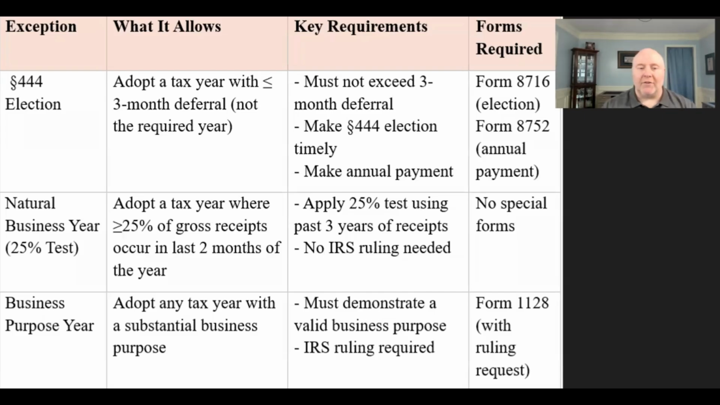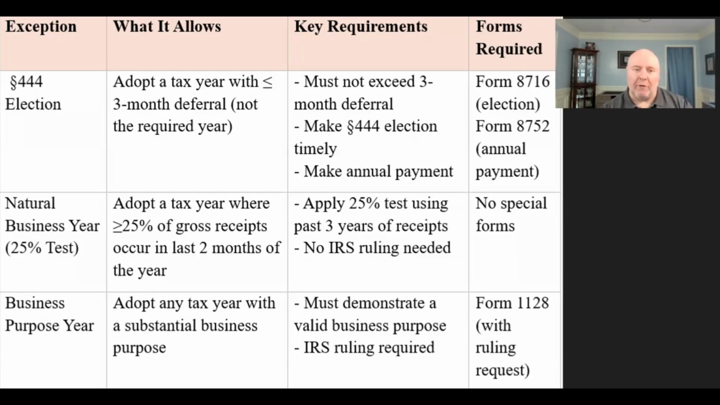Okay, so let's look at the exceptions. Now that we know what the three tests are to figure out our required tax year, sometimes a partnership doesn't want to actually adopt that and they like to do a different tax year. Maybe more of a natural business tax year, like they're seasonal or something. But whatever the reason, they want to take on a different tax year. So here's the three primary exceptions that you can look at.